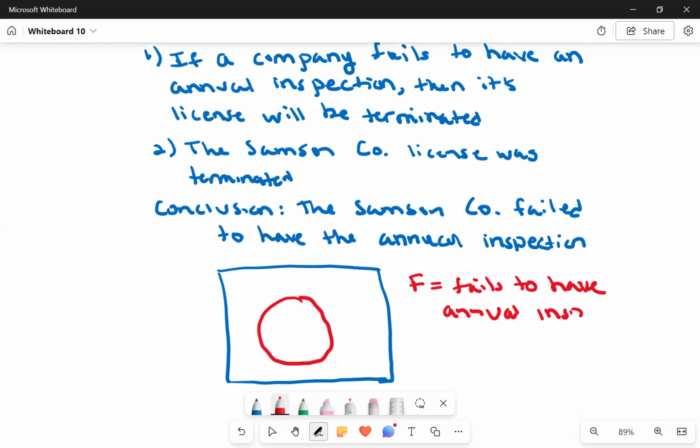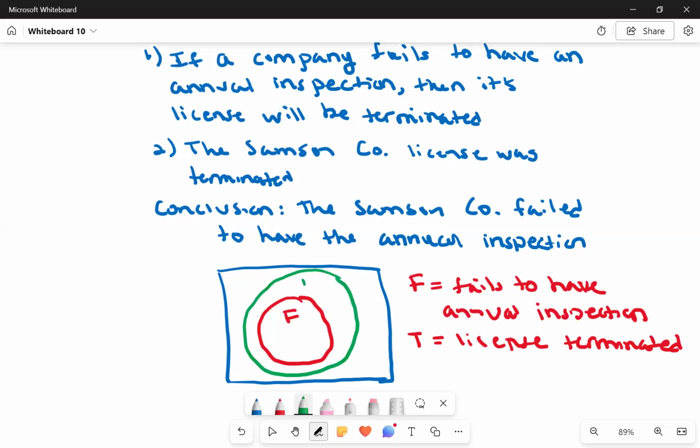Okay. It's catching up to me again. Then we'll use T for license will be terminated. Okay. So F is going to be inside of the license terminated category. Okay. Fail to get the inspection, you're going to get your license terminated. That makes sense. Okay. So what we're told is that the Samson Company's license was terminated.